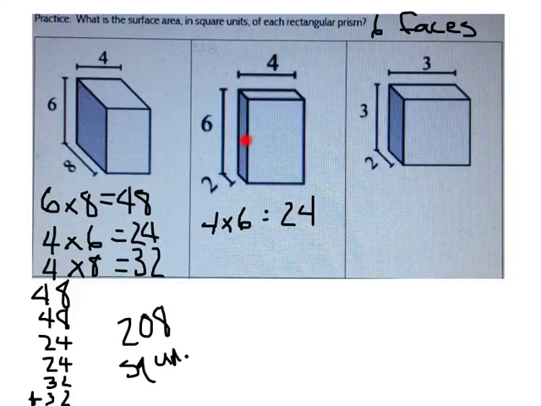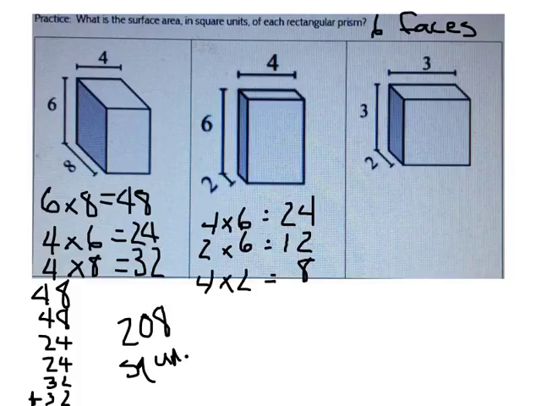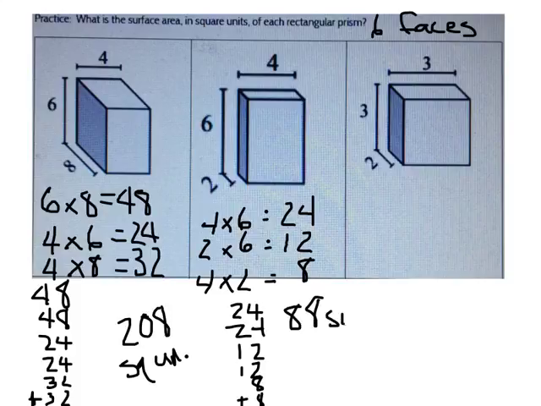To find the area of the side face, the base is 2 and the height is 6. What's the area? It's 12 square units. To find the area of the top face, the base is 4 and the height is 2. What's the area? It's 8 square units. Now I need to add up 24 twice, 12 twice, and 8 twice to find the total surface area. Go ahead and add it and find the surface area. The surface area is 88 square units.